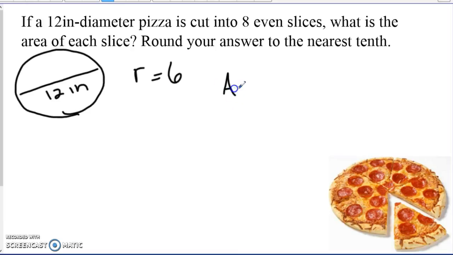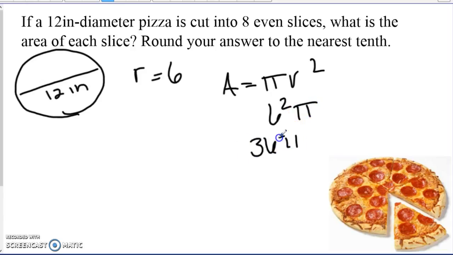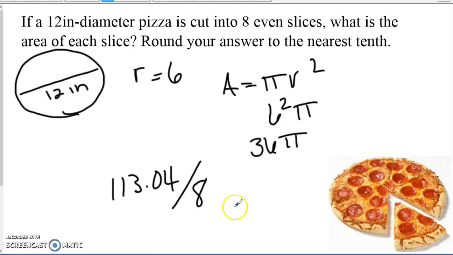I'm going to find the area of the circle. It's pi r squared. So I'm going to take 6 squared times pi. I'm going to take 36 times pi. I'm going to get 113.04. That's the entire pizza. It's divided into 8 slices, each having an area of 14.1, since it says the tenth, and inches squared.